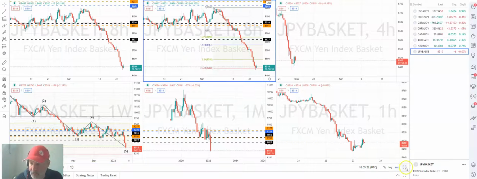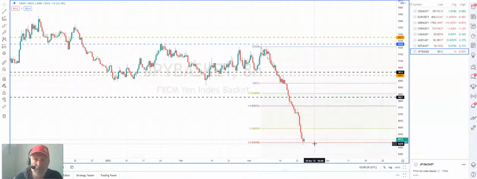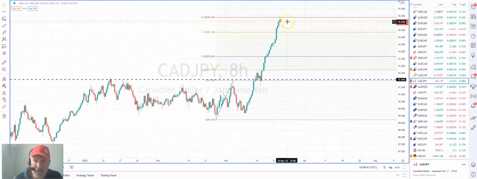So basically, we've been looking at this 261.8% extension in the Japanese yen to potentially offer a stalling in this sell-off. That gives us a yen bias to the upside, or mild yen bias to the upside, but then we have that CAD bias to the downside, and that gives us the cross-currency CAD yen.